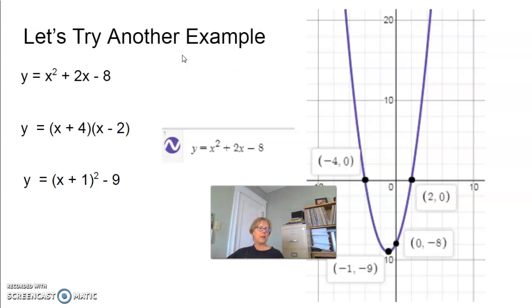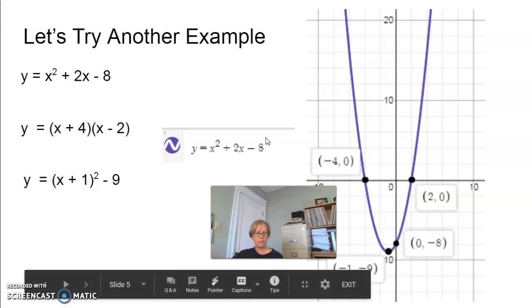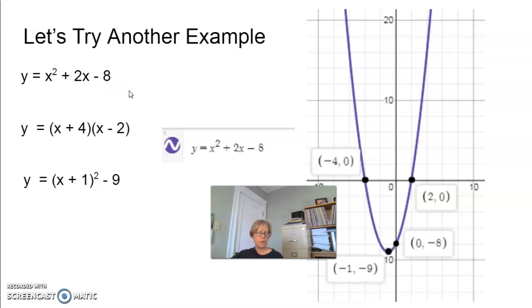Okay, so this one again, same quadratic equation, 3 different formats. The standard form helps you find the y-intercept. Yep, sure enough, 0, negative 8. So there it is right there. Factored form helps you find the x-intercept. So it should be at negative 4 and positive 2. Sure enough, negative 4 and positive 2.